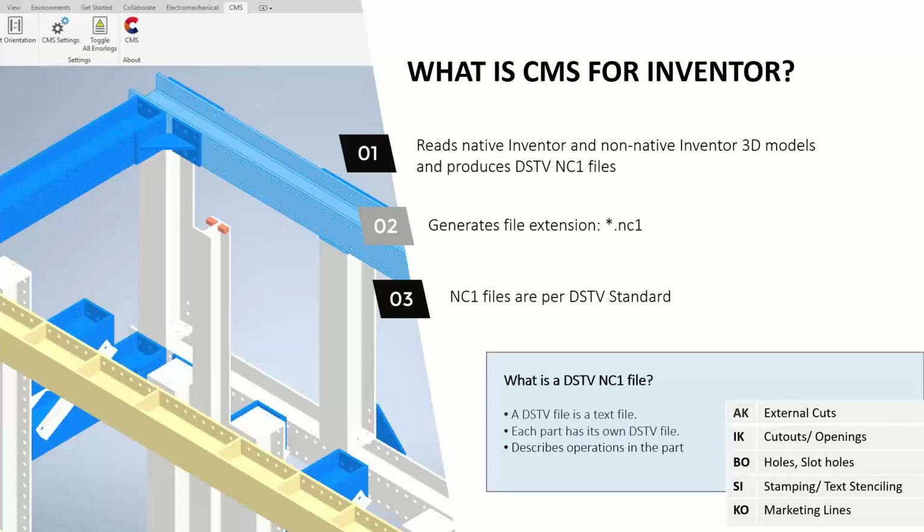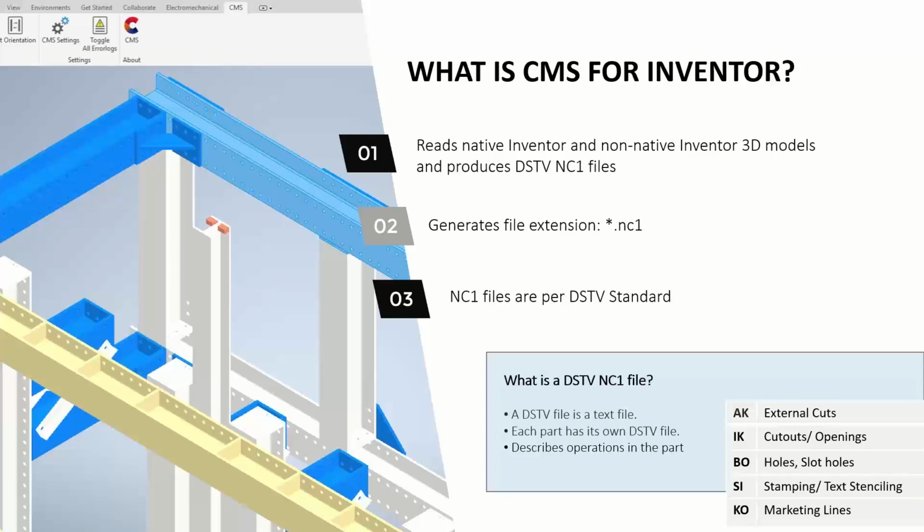will have no issue whatsoever with our NC1 file. So for the fellows who are new in this area and didn't have good exposure to DSTV: a DSTV file is just a text file that you can open with Notepad even. Each part will have its own DSTV file.